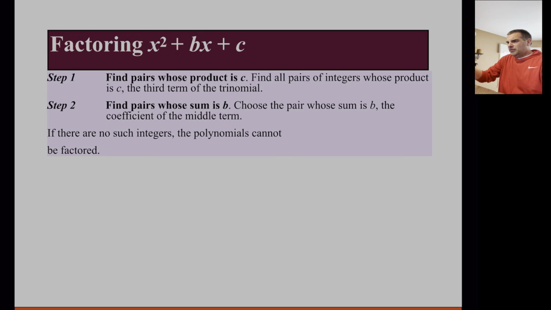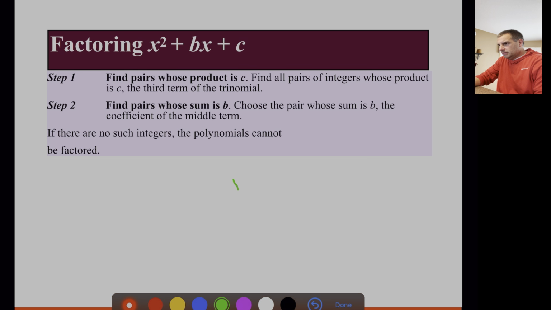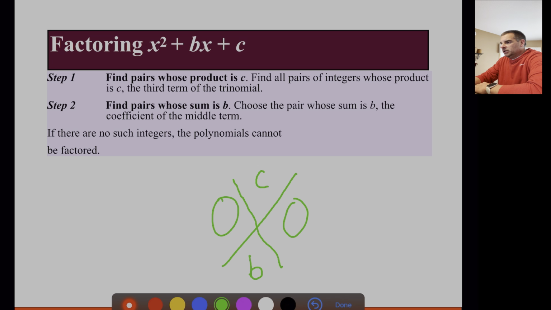Anyway, so we're going to find pairs whose product is C and so forth. If you remember back in your Algebra 2 days, we used that X method to do this. On the top was our C value, and on the bottom was our B value. And then you're looking for two numbers here and here that when you multiply them together give you your C value.